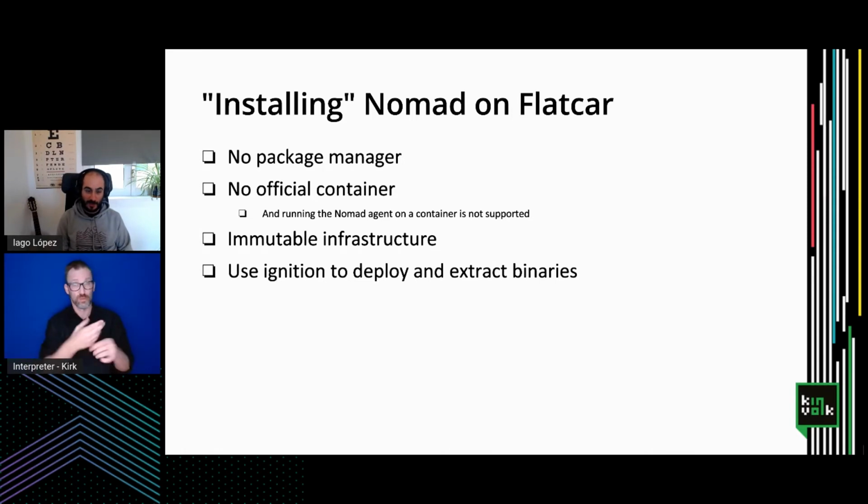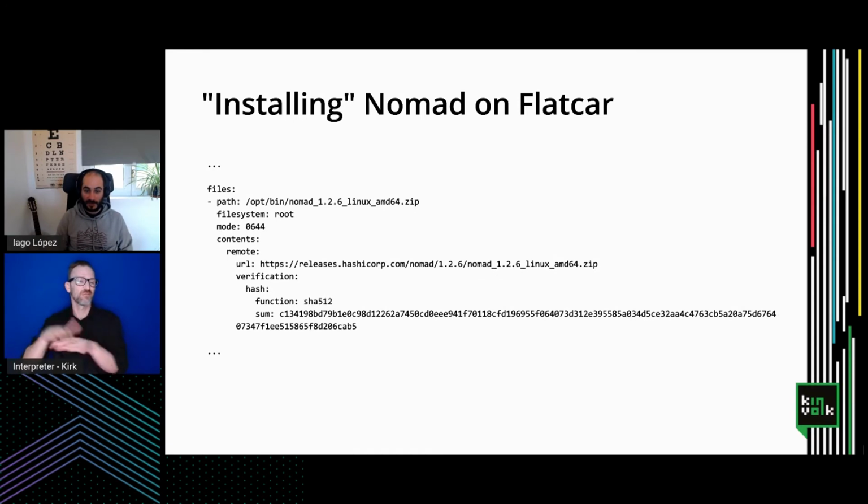And so we want to use this immutable infrastructure approach. The solution that I came up with is just using Ignition to deploy the Nomad binaries onto the file system. And once that's done in the first boot, then subsequent boots will have this binary and it will just work. So this is an example of how you can accomplish that.